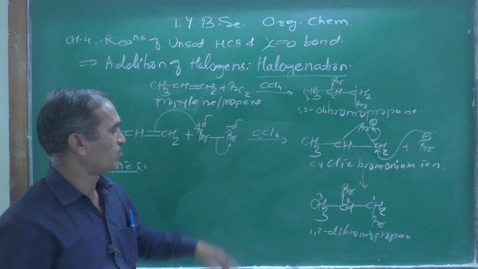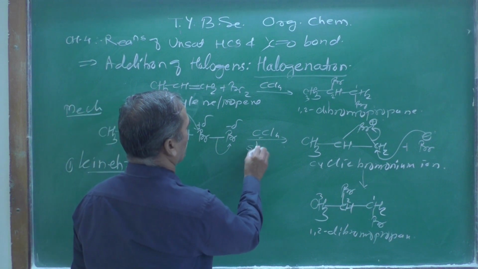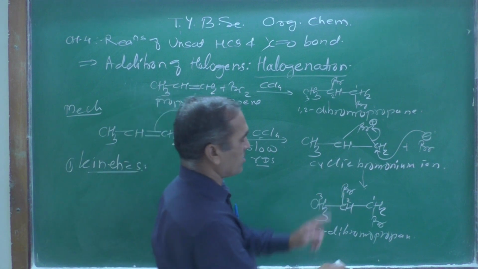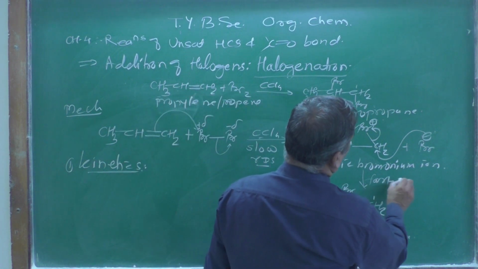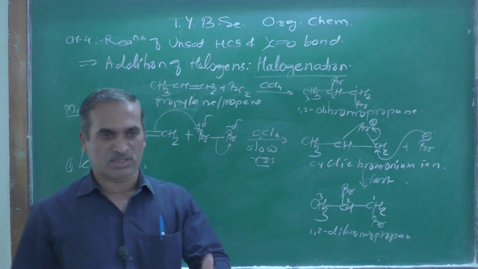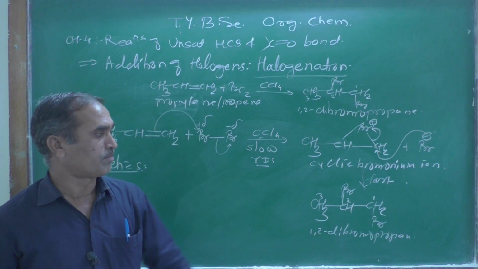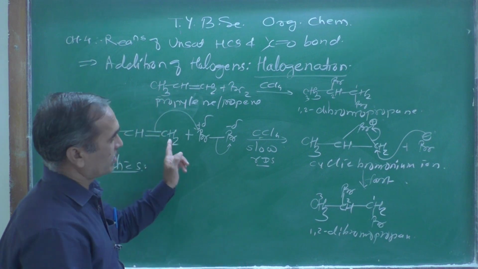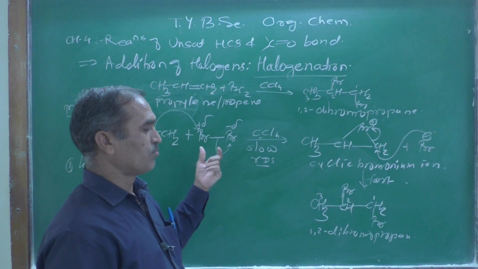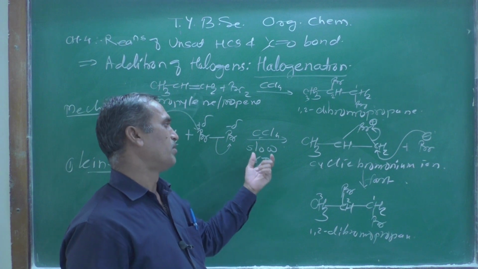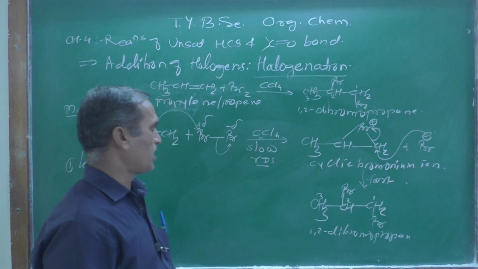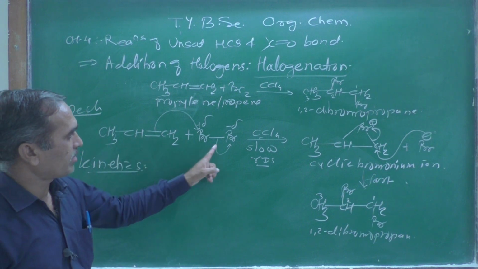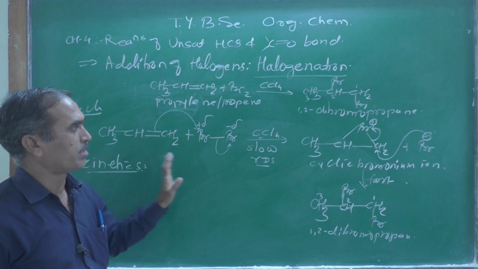So what do you see over here? This is a very slow step. Slow step means a rate determining step, and this second step is a very fast step. We cannot determine how much time is taken for the completion of that fast step. But here we can easily determine it, because it is a slow step reaction, the RDS, the rate determining step.